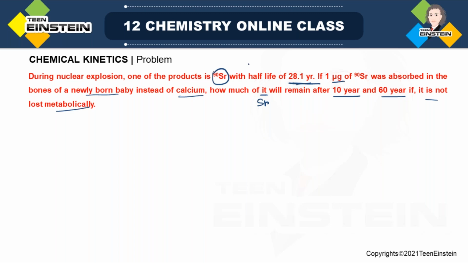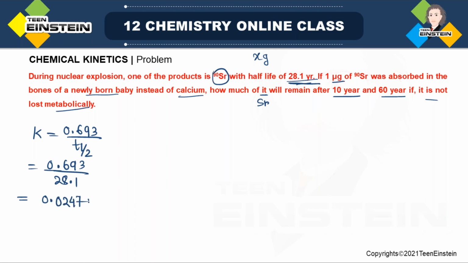So if the starting amount is x gram, after this time it will be x by 2, according to the definition of half-life. Okay. Now as half-life is given, we can calculate the value of the decay constant. So k or lambda, whatever it is, 0.693 divided by t half. T half is 28.1. That gives 0.0247 year inverse, because the unit is time inverse, the decay constant for first order kinetics.